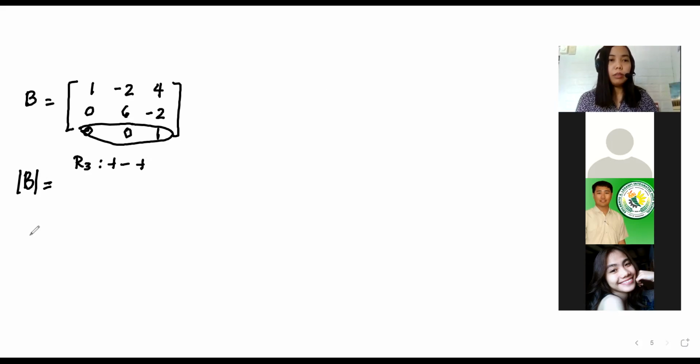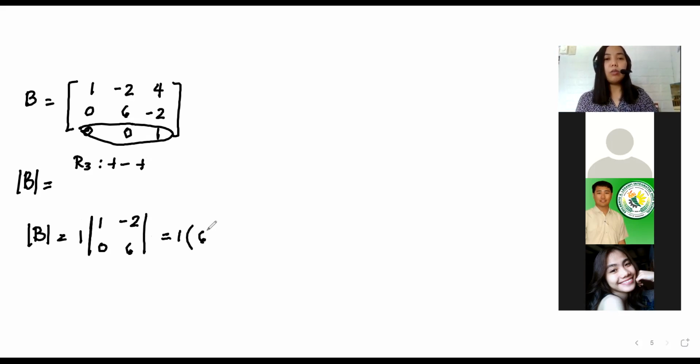So we'll have 1, then the remaining after deleting is 1, negative 2, 0, 6. Double check: 1, negative 2, 0, 6. So we'll have 1 multiplied by 1 times 6. It's 6. And this is 0. Minus 0. So 6 minus 0, it's 6 times 1. 6. So the determinant of B is 6.